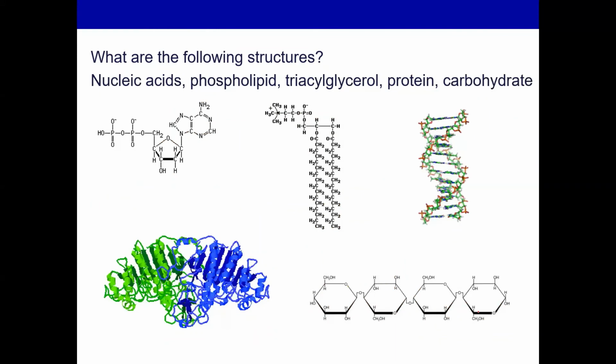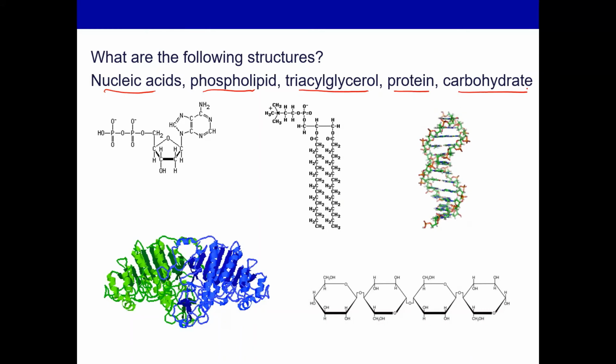I think I might have another one here. So here's some other structures we can look at. Sometimes you're not necessarily seeing all the atoms. Sometimes you're seeing some colorful or representative type structures. And you can see I've used some slightly different words on here. So I've got nucleic acids, phospholipid, triacylglyceride, protein, carbohydrate. So let's take a look at these.